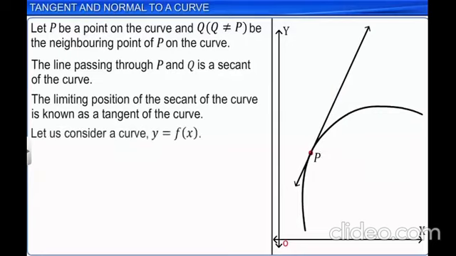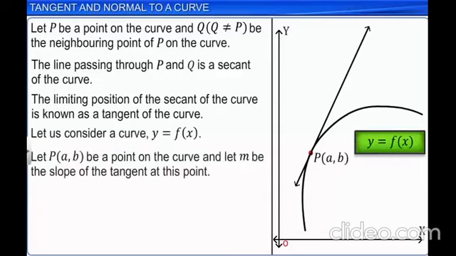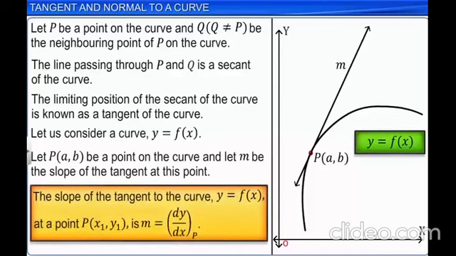Let the equation of the curve be y equals f of x. Let P(a, b) be a point on the curve, and m be the slope of the tangent at P. We recall that the slope of a tangent to the curve y equals f of x at point P(x1, y1) is dy upon dx at (x1, y1).